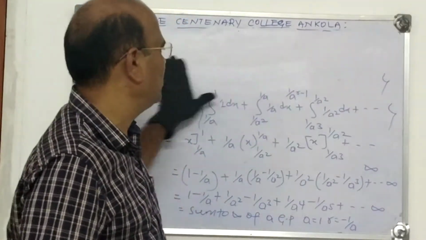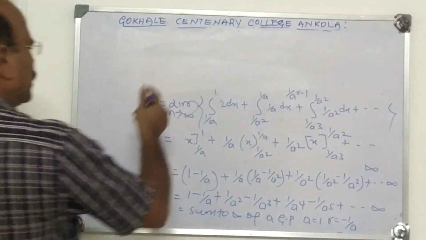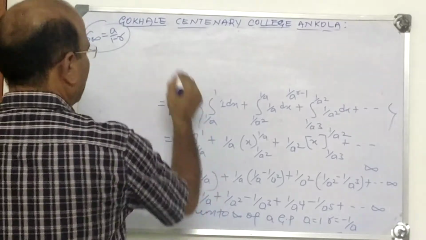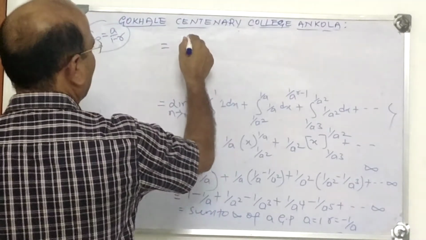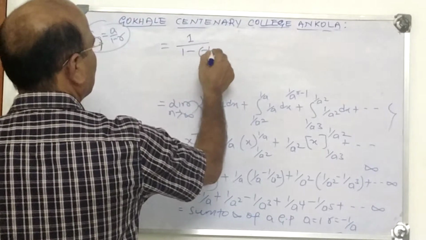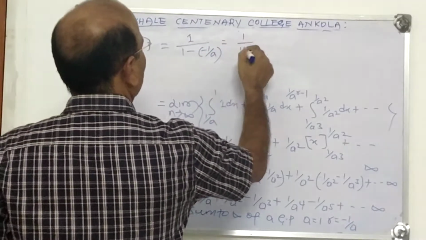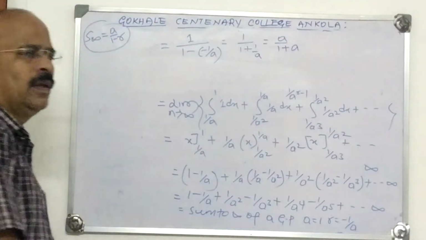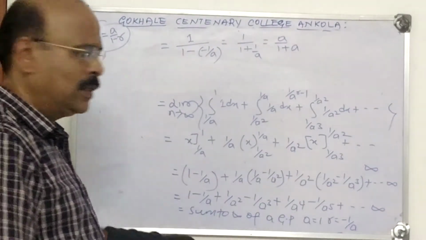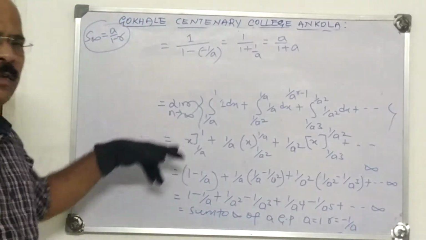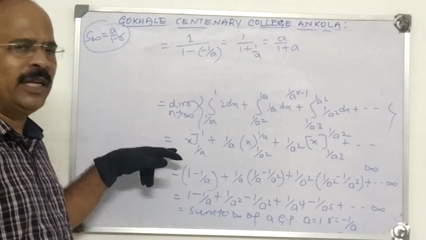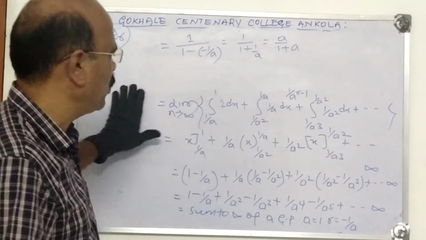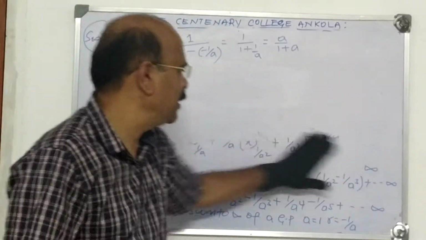Now we apply the formula for the sum to infinity of a GP. What is the sum to infinity of a GP? S infinity is a by 1 minus r. This is the formula. So the value of this is 1 divided by 1 minus, that is 1 plus 1 upon a, taking LCM you get a by 1 plus a. So the value of the integral is a by 1 plus a. It is a very standard problem, repeatedly asked in many university examinations. So try to understand the problem. If you have any difficulties, you can ask at any time.